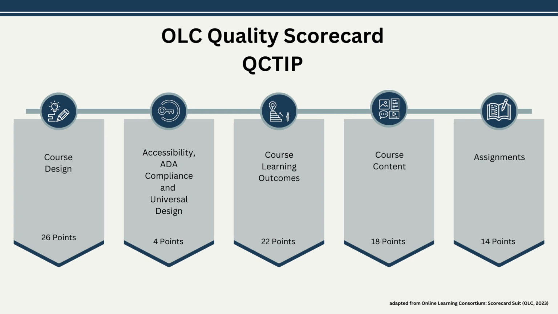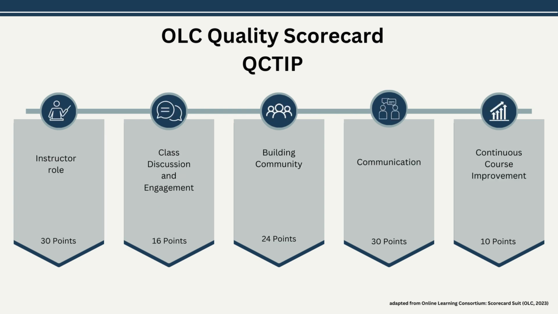You can see the first 5 categories listed in the chart here. The numbers below each section represent the maximum score a course can earn in the given category. Here are the other 5 categories of the QTIP scorecard.